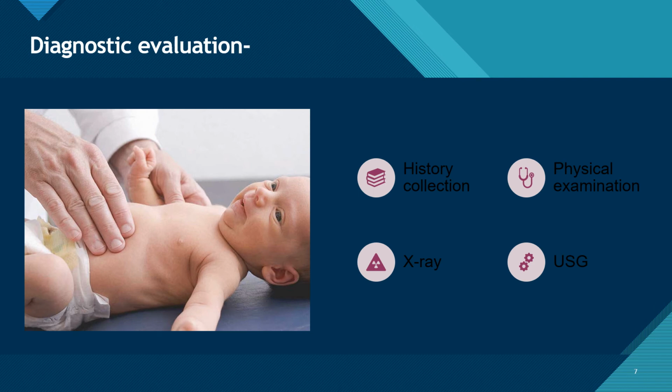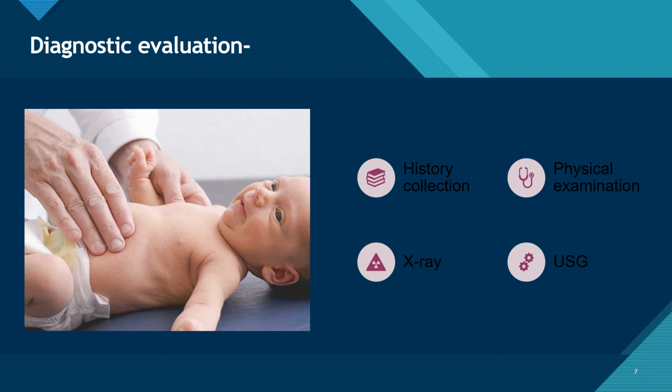Next is your diagnostic evaluation, how we are going to diagnose this disease. Okay, first one is history collection. So in history collection, if the parents are complaining about projectile vomiting, or they are complaining about the persistent hunger of this baby, the physician will diagnose the babies depending upon their outcomes.